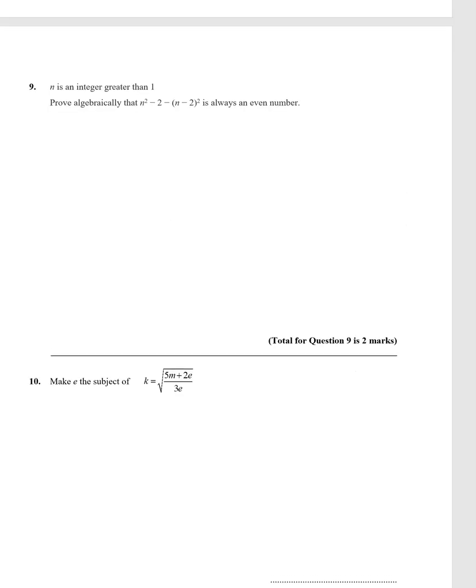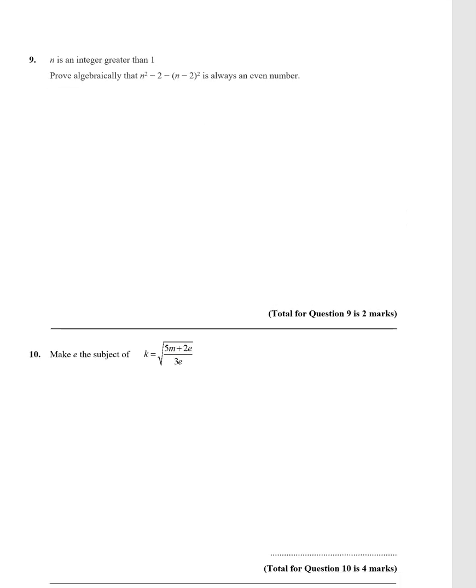Okay, question 9. n is an integer greater than 1. Prove algebraically that n squared minus 2n minus that is always an even number. Right, okay. Well, let's expand this and see what we end up with. So n squared minus 2n minus brackets. I'm going to do n minus 2 squared, which gives me n squared minus 4n plus 4. Now I'm going to take it away. So the n squareds go. I've got a 4n because I'm taking away the negative, and then I've got minus 2, take away 4, minus 6.